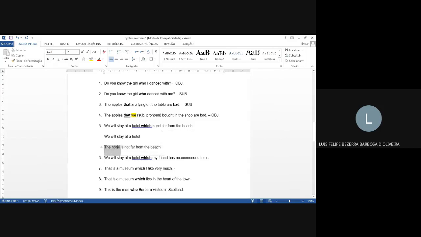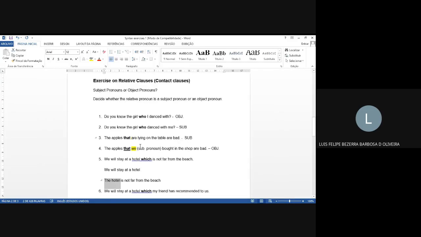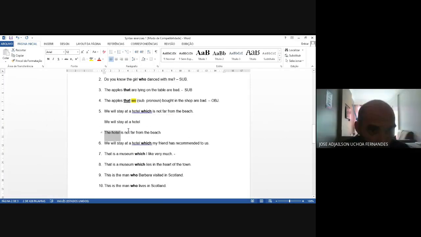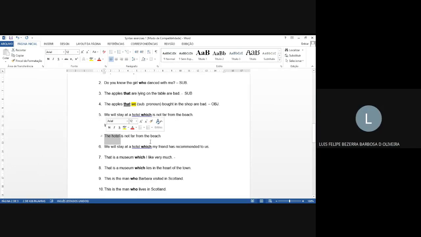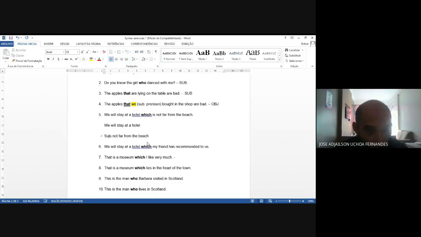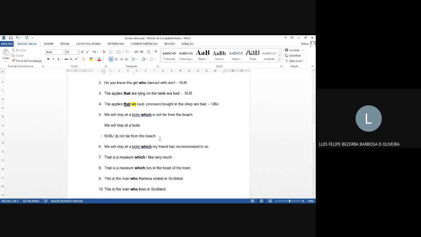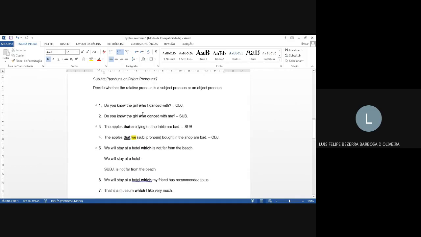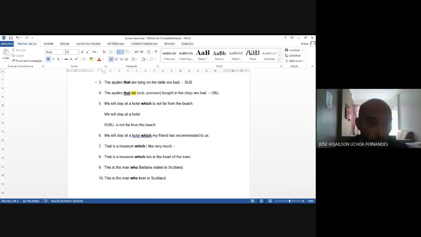And then I analyze the element that's being replaced by the relative pronoun, which in this case is the hotel. And then in this sentence, the hotel is a subject. So the hotel is not far from the beach. And then we can say that in the first sentence, the relative pronoun is a subject as well. That's the other strategy I use sometimes, but mostly the first one, analyzing the element that comes after the pronoun.